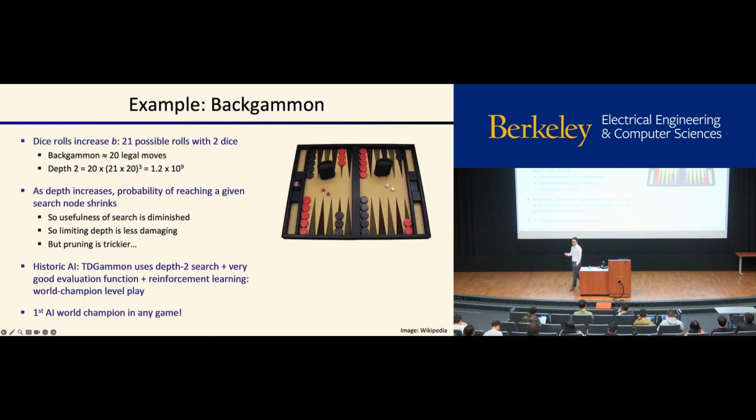So backgammon was actually solved in the early 90s by this program TD Gammon that used depth 2 search, but it was Expectimax search, and then it just used a very good evaluation function, and they got to world champion level play. It was one of the first games to do that.